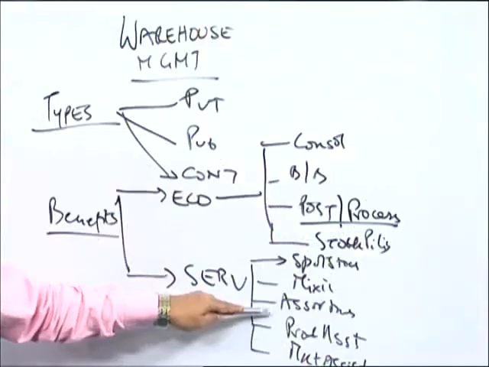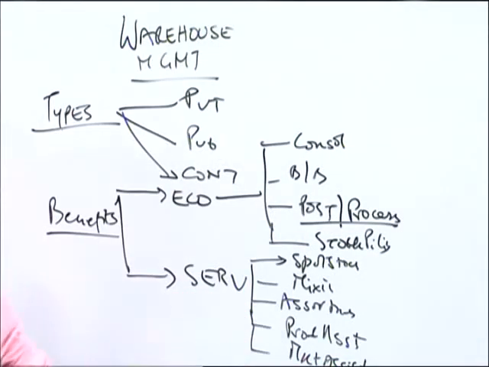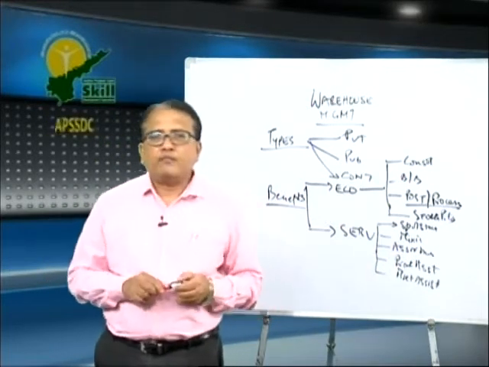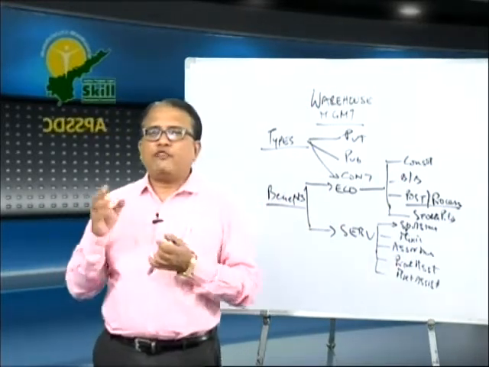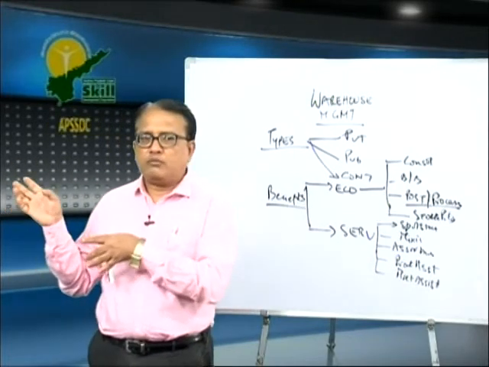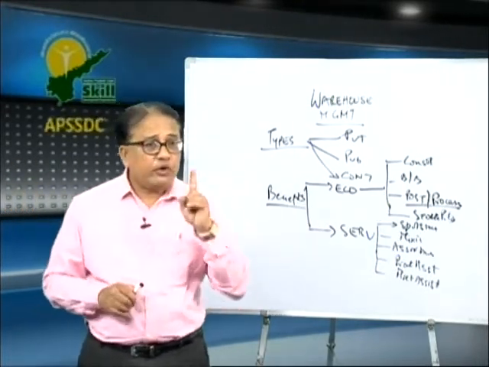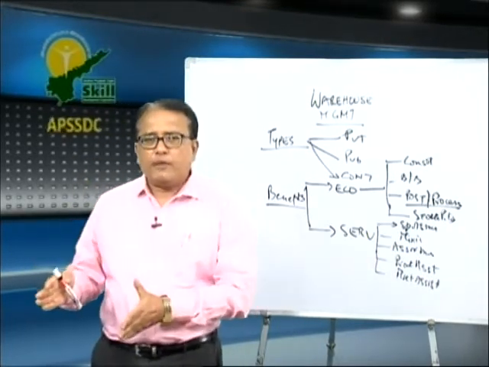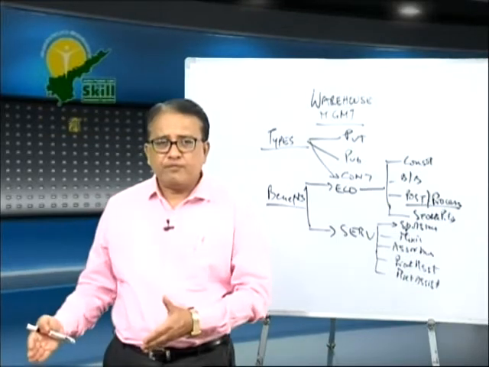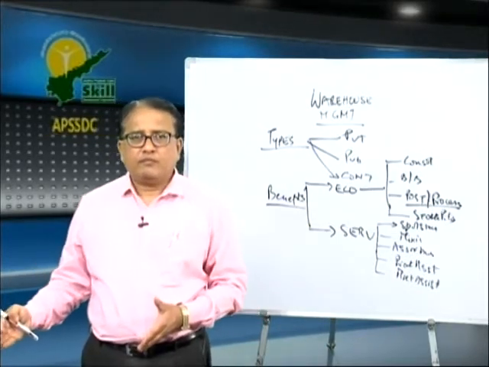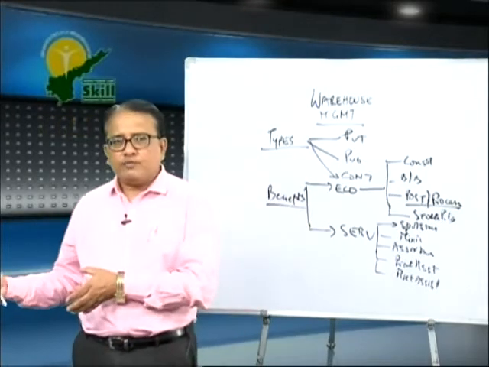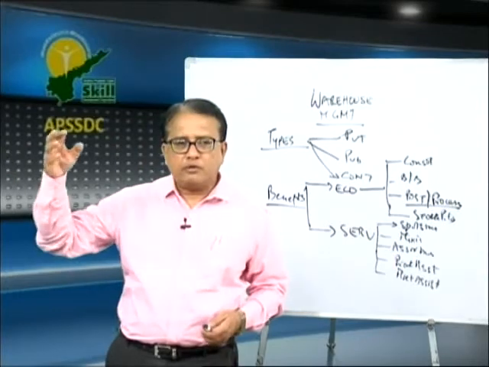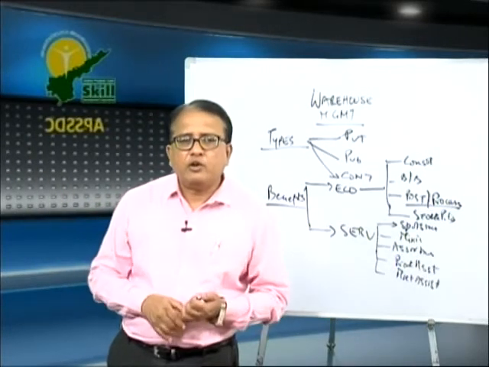Assortment, another service benefit. Production assistance. Now, a production unit, in order to manufacture the final and finished product, would require a constant delivery, a constant flow of raw materials, components, semi-finished goods, which he is going to use to finally make the final good.